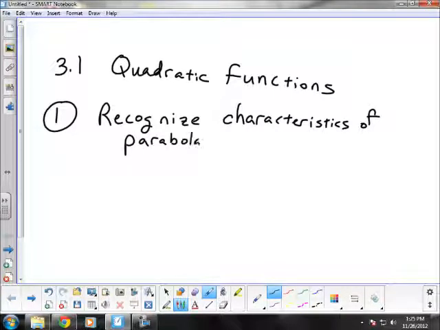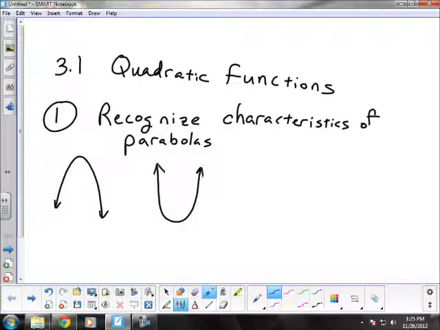Okay, so a parabola, remember, is the graph of a quadratic function. They can look like this, right? Or they can look like this. Yes? Y'all remember that? What is this point called right here? It's the maximum, but it's also called the vertex, right? And if you're over here, the vertex is a minimum.